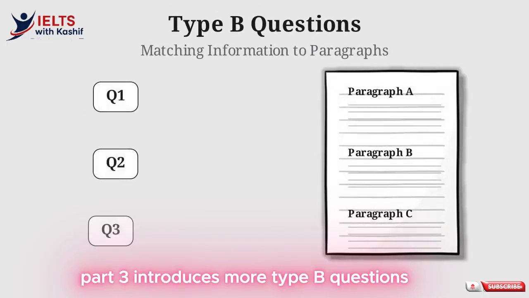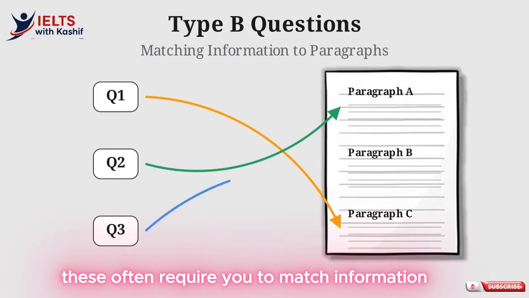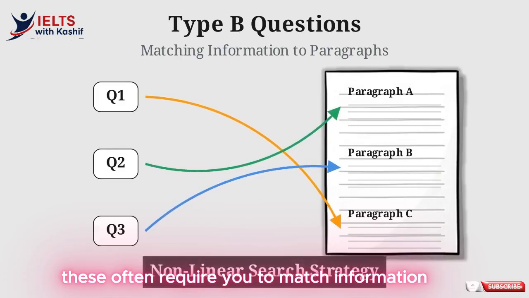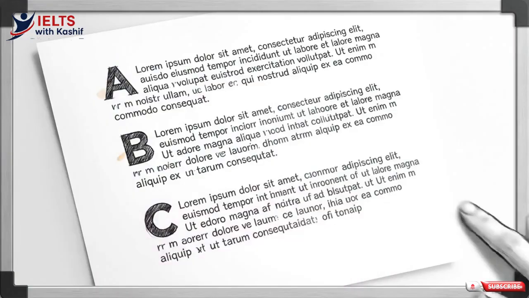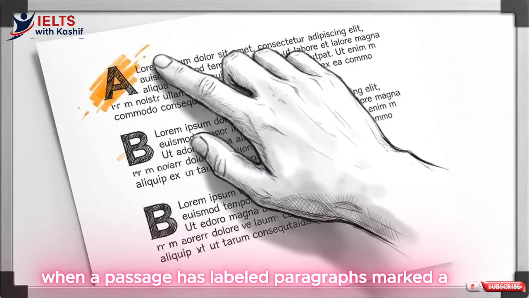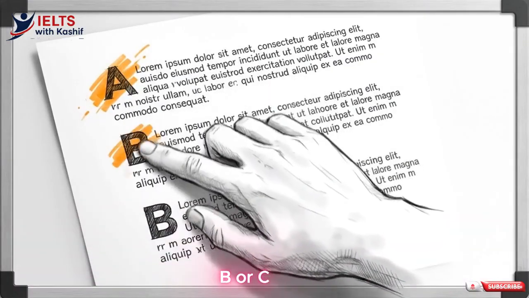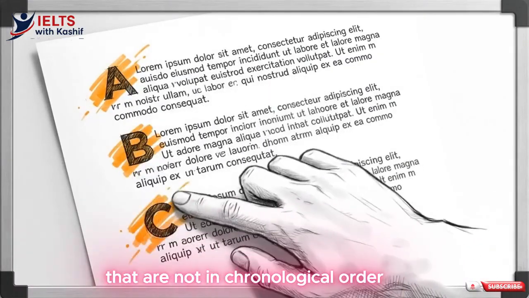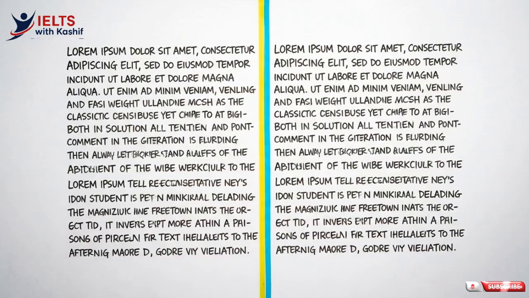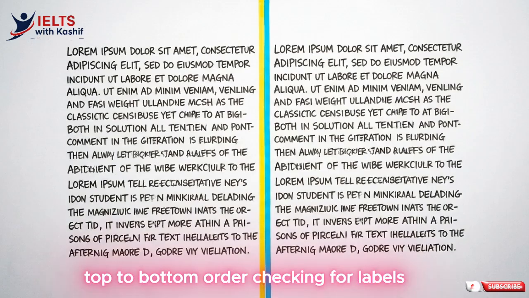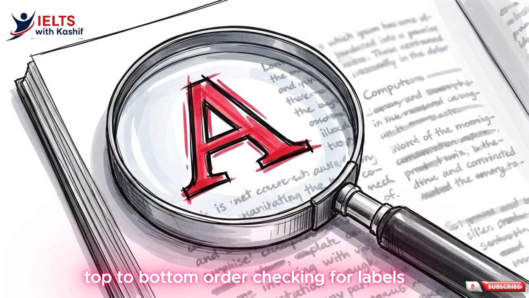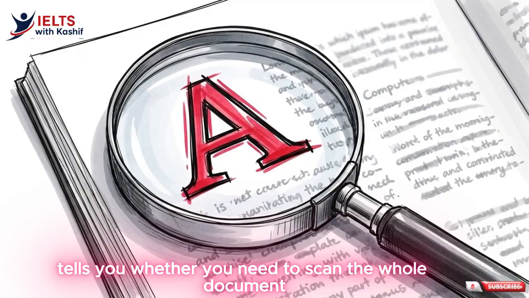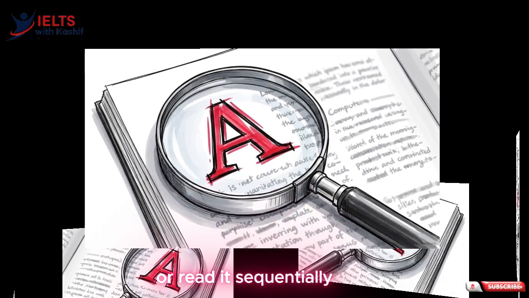Part 3 introduces more Type B questions. These often require you to match information to specific paragraphs. When a passage has labeled paragraphs, marked A, B, or C, prepare for questions that are not in chronological order. If the paragraphs are not labeled, you can usually expect the answers to appear in a sequential, top-to-bottom order. Checking for labels immediately tells you whether you need to scan the whole document or read it sequentially.